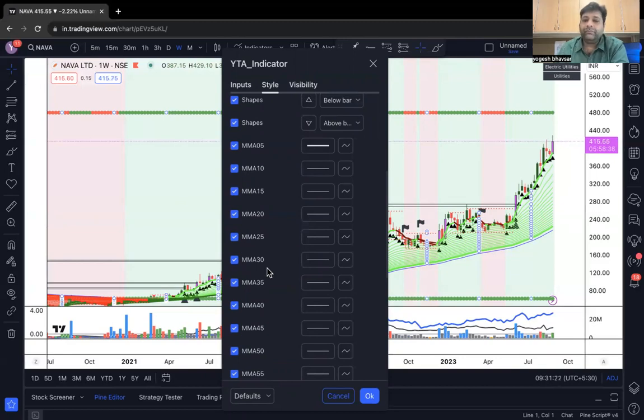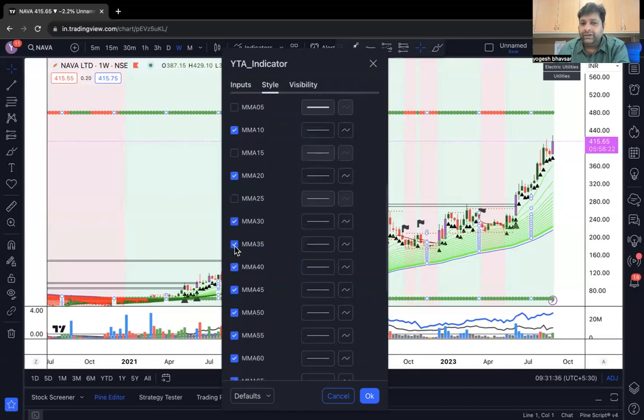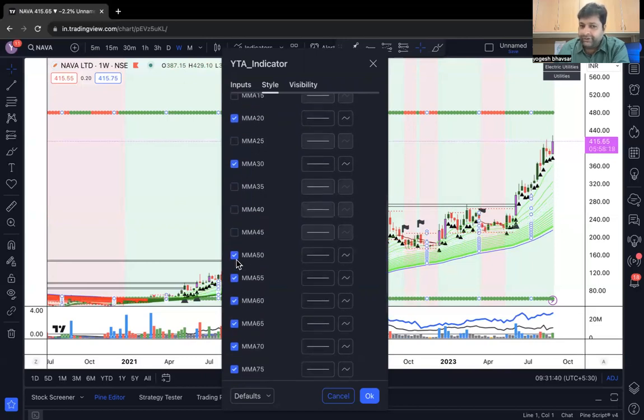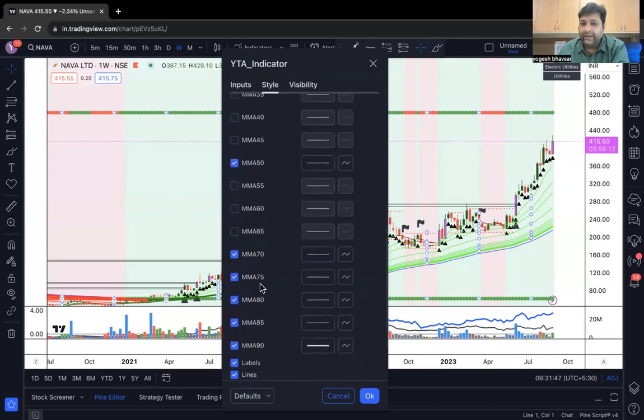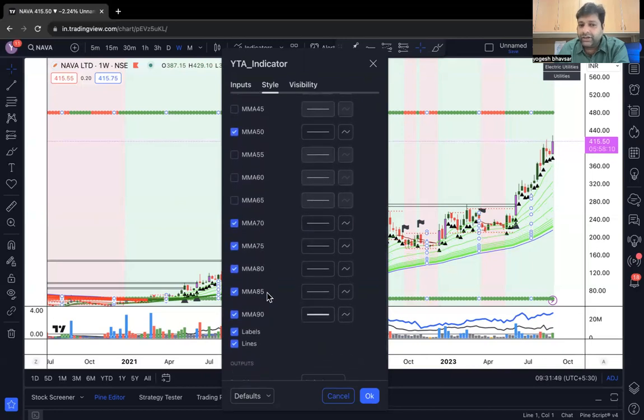So now, the people who are very aggressive can keep all the EMAs. For me, what I do set is I move out the 5. 15 is not required. 20 is required for me. 25 is not. 30 is required for me. 35 not. 40 not. 45 not. 50 is required by me. I'll remove 55, 60, 65. I will keep 70. And from 70 till 90, I will keep them all.